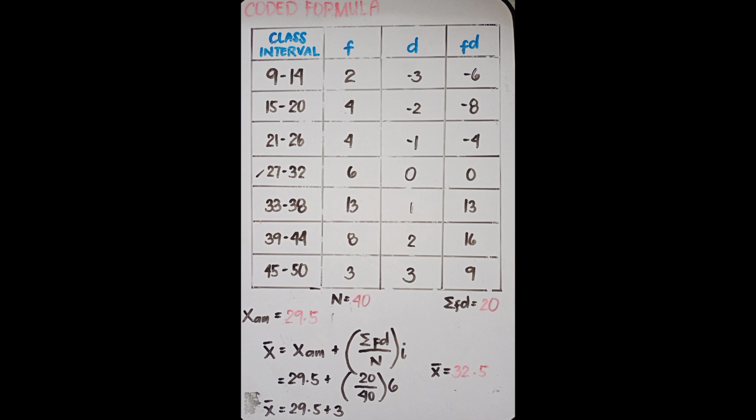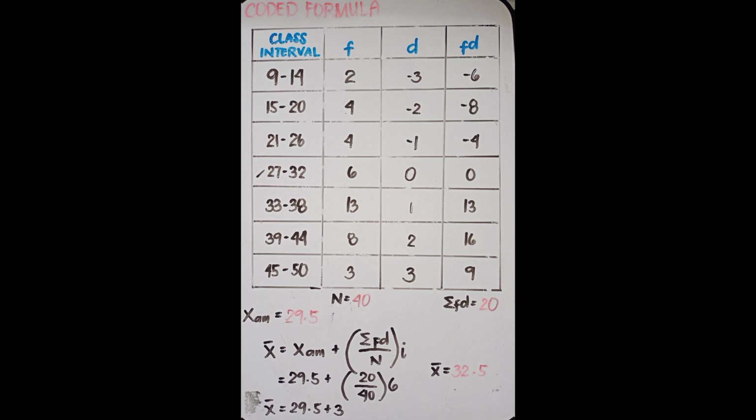Multiply each frequency by the corresponding deviation to get the entries in the fd column. 2 times negative 3 is negative 6. 4 times negative 2 is negative 8. 4 times negative 1 is negative 4. 6 times 0 is 0. 13 times 1 is 13. 8 times 2 is 16. 3 times 3 is 9.